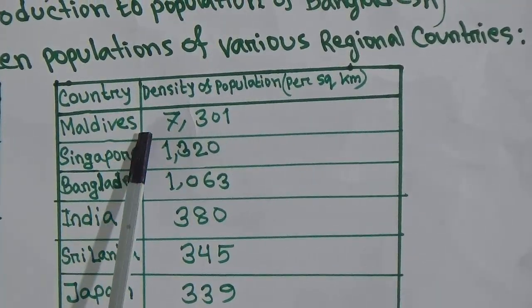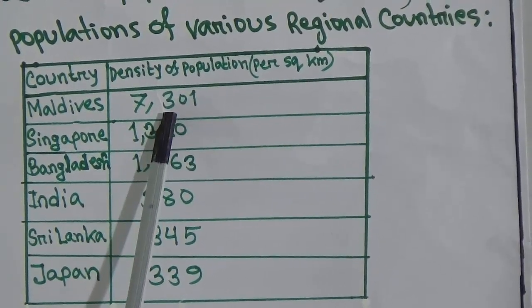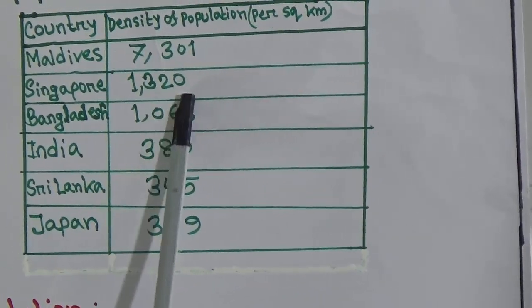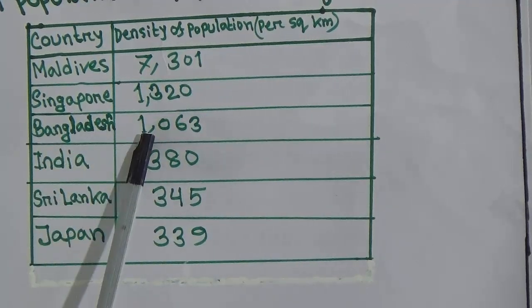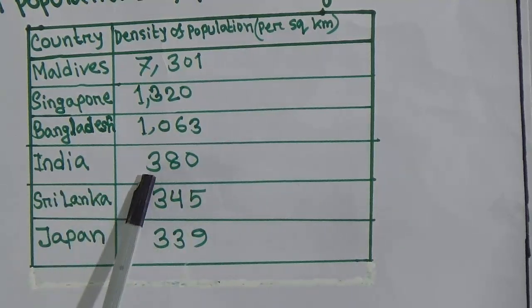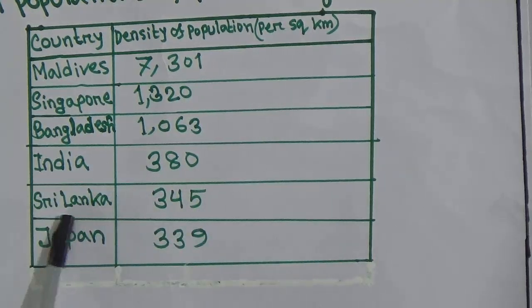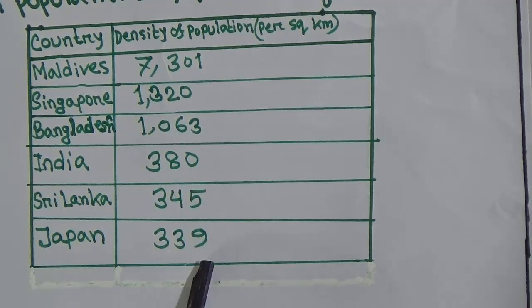Next, go to the density of population among these regional countries. First of all, Maldives: in every square kilometer, 7,301 people live. In Singapore, 1,320 people live in every square kilometer. In Bangladesh, 1,063 people live per square kilometer. India is only 380. In Sri Lanka, it is also only 345. And Japan has almost the same ratio, 339 people per square kilometer.